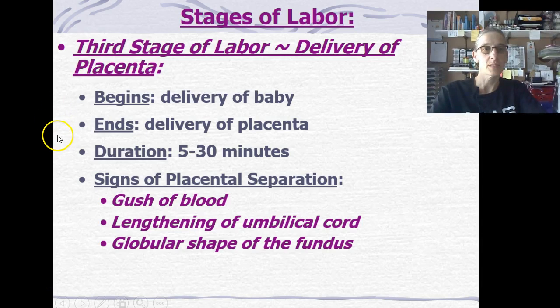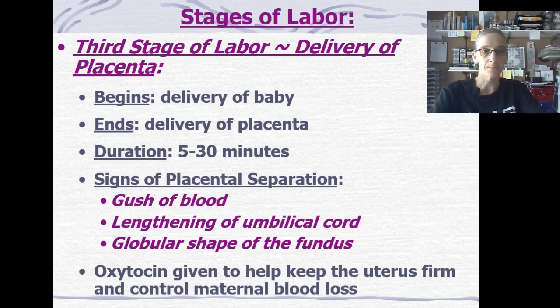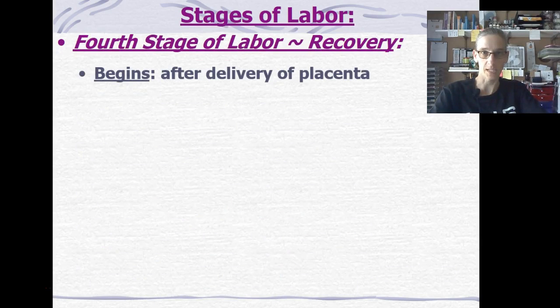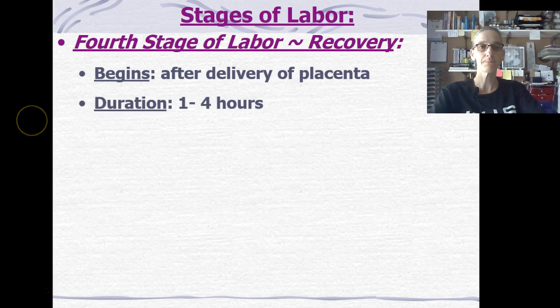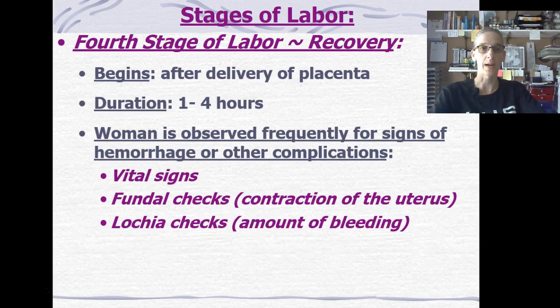And signs of placental separation would be a gush of blood, lengthening of the umbilical cord. The umbilical cord will get longer when the placenta is separated, because then it'll start being able to be delivered. And you'll have a globular shape to the fundus. All right, oxytocin is given to help keep the uterus firm and control maternal blood loss. The fourth stage of labor is recovery and begins immediately after delivery of the placenta. Lasts for 1 to 4 hours.